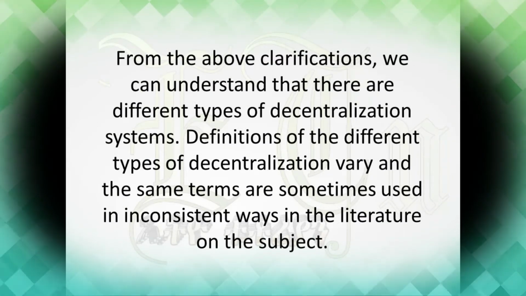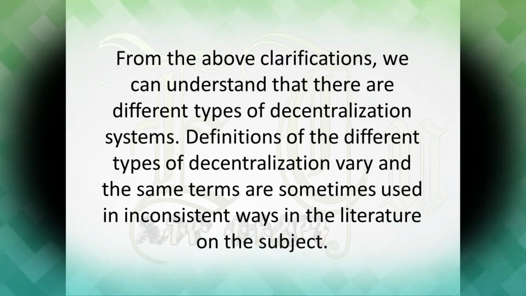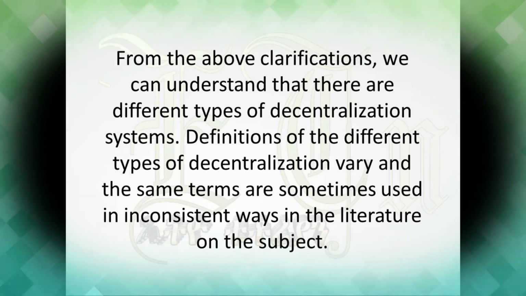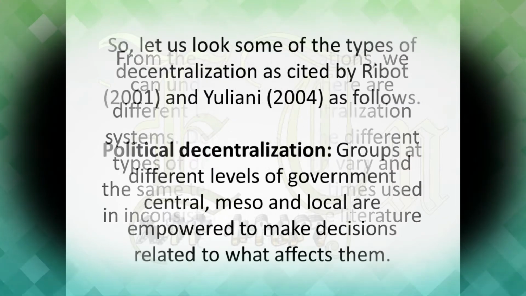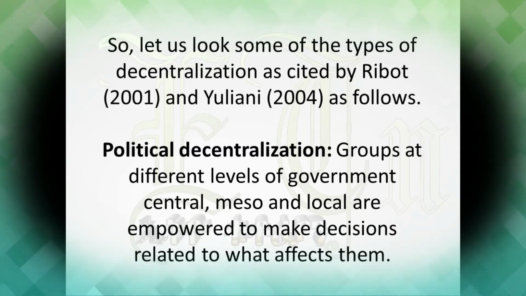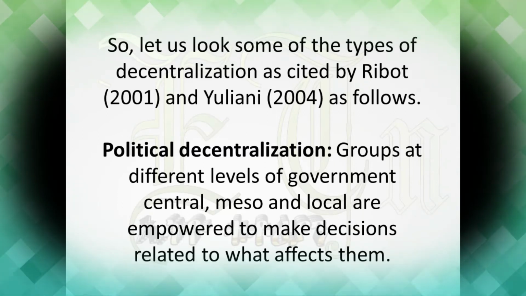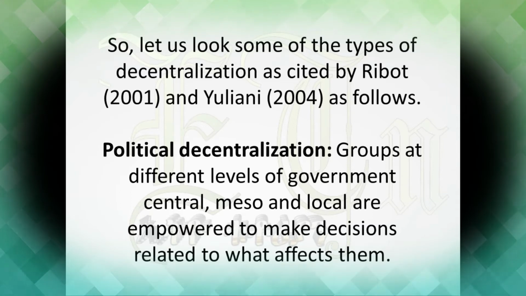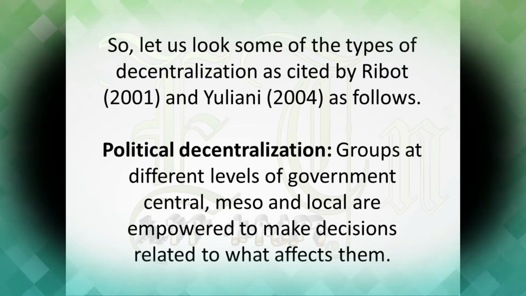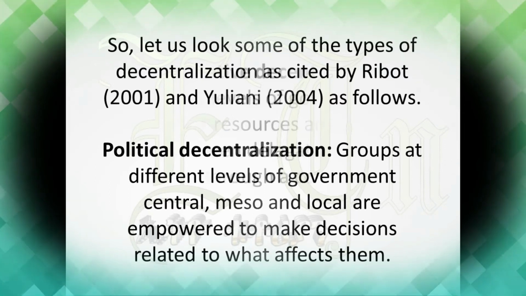From the above clarifications, we can understand that there are different types of decentralization systems. Definitions of the different types of decentralization vary, and the same terms are sometimes used in inconsistent ways in the literature on this subject. So, let us look at some of the types of decentralization as cited by Ribot, 2001, and Giuliani, 2004, as follows. Political decentralization: groups at different levels of government, central, meso and local, are empowered to make decisions related to what affects them.